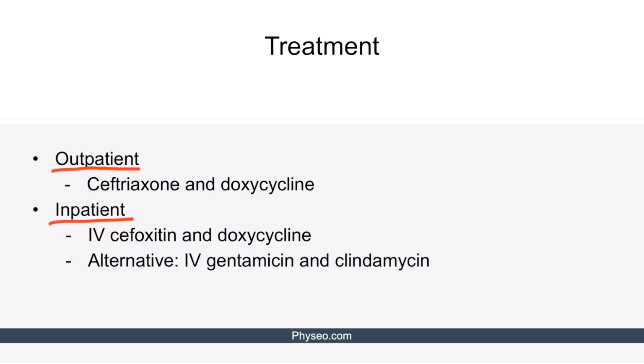For outpatient treatment, the regimen includes ceftriaxone and doxycycline to cover both gonorrhea and chlamydia. On the other hand, an inpatient antibiotic regimen consists of IV cefoxitin and doxycycline. An alternative inpatient regimen is the combination of IV gentamicin and clindamycin.